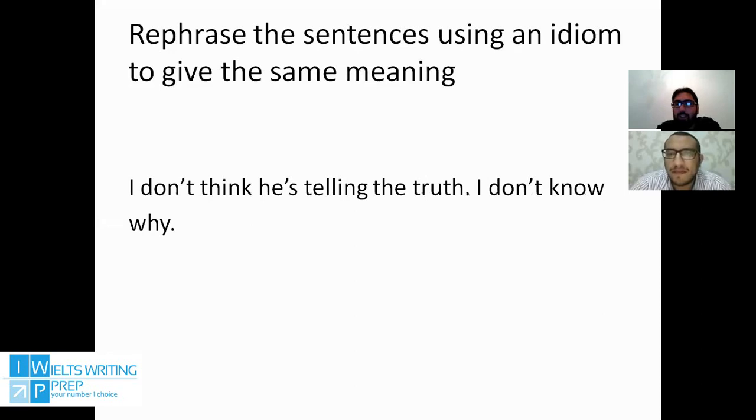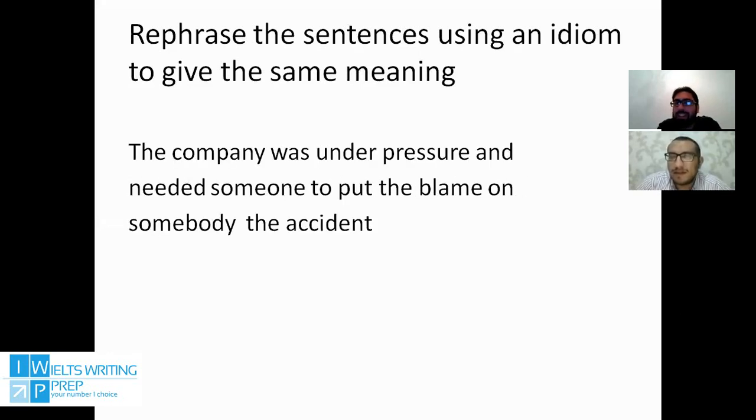I don't think he's telling the truth. I don't know why. I've a gut feeling that he is not telling the truth. The company was under pressure and needed someone to put the blame on. The company was under pressure and wanted a scapegoat. Or the company was under pressure, so they were looking for a scapegoat for the accident, maybe, yeah?